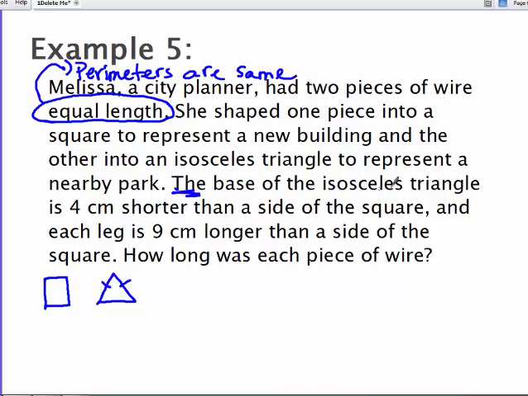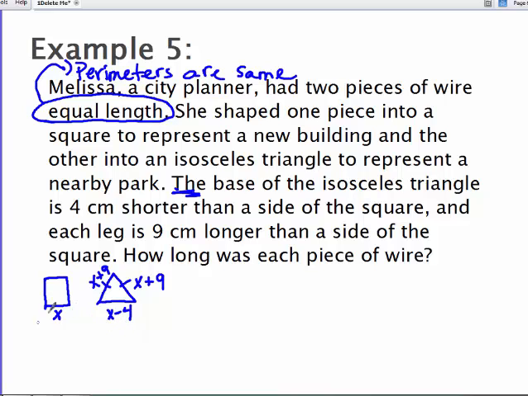The base of the isosceles triangle is 4 centimeters shorter than the side of the square. So if we call the side of the square x, the base of my isosceles triangle would be 4 less, or x minus 4. The other part here is, and each leg is 9 centimeters longer than the side of the square. So my legs up here would be x plus 9. And these are congruent, so this one's also going to be x plus 9.